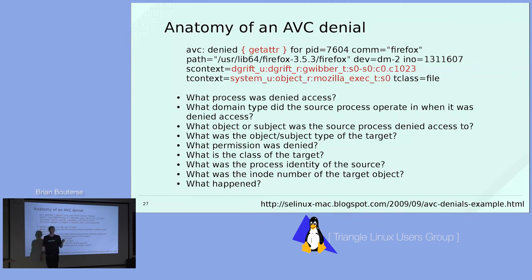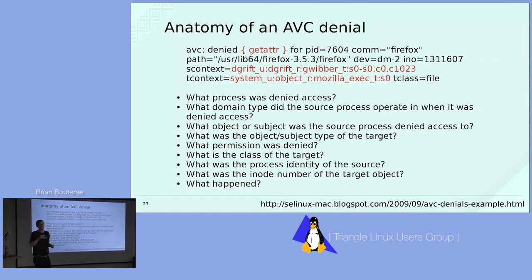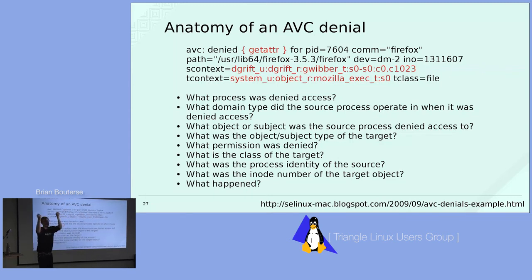The best way to answer what really happened is to wonder, well, what is gwibber? And I don't know what gwibber is. But it was trying to read attributes on mozilla_exec_t, and the exec_t idiom is very common in SELinux for a binary. It's part of how a binary transitions when it goes from just a file to a file that's running as a process. And so it was trying to do something to the Mozilla binary.